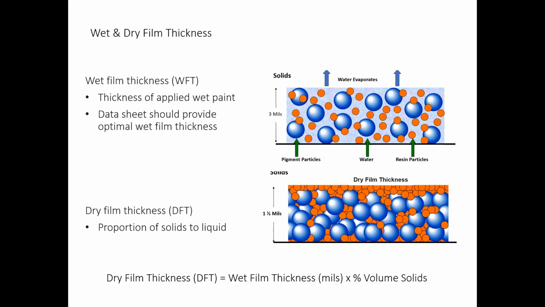But in this calculation, it's really easy. You take the wet film thickness and you multiply it by the volume solids to get the dry film thickness. It's a very simple calculation. But Kelly and I can help you anytime you have questions about this, and maybe where to get a wet film gauge too.